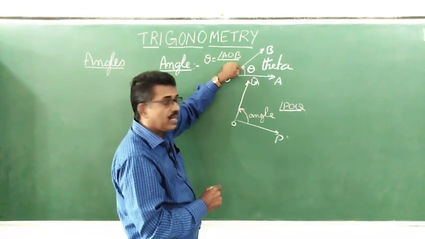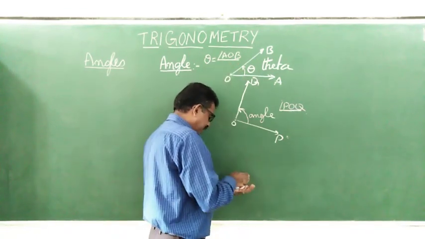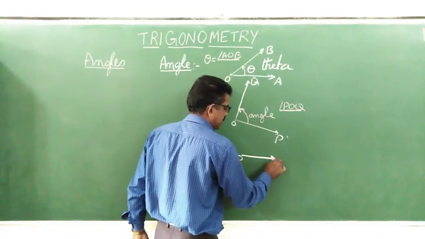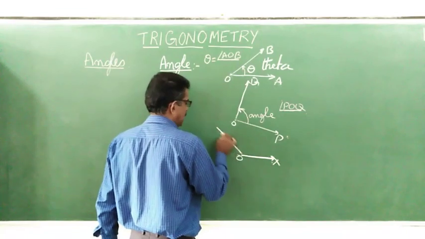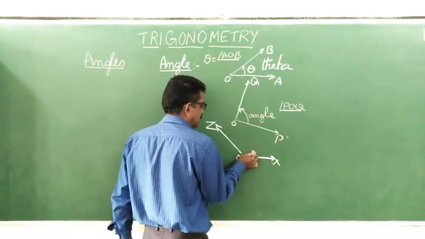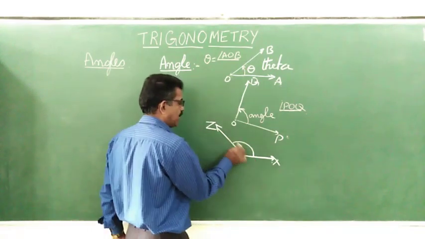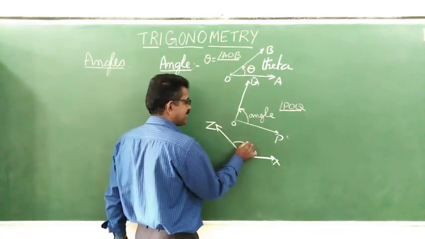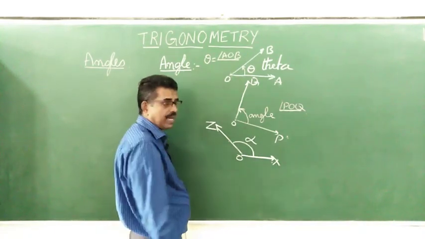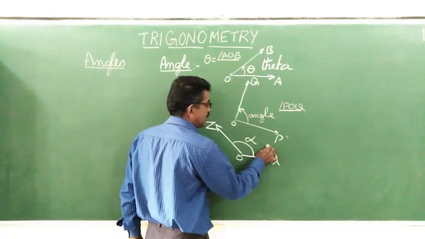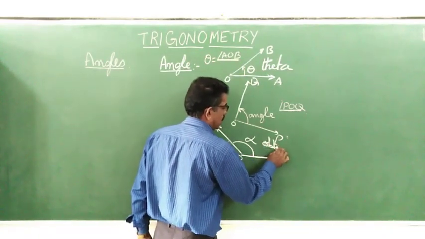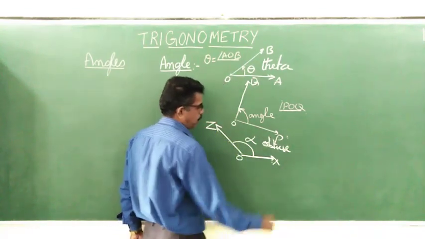Suppose you have this as the initial ray OX, and another ray OZ. See, from OX to OZ how much you have rotated, how much amount of rotation, this is known as an angle. So I call it alpha. And this angle alpha is clearly known as an obtuse angle.